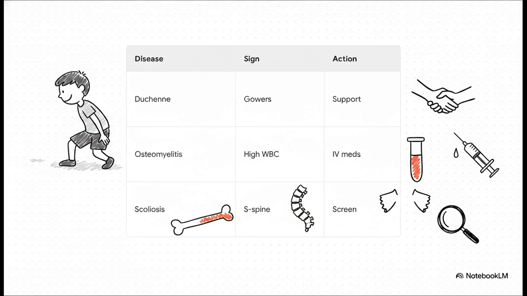Next is osteomyelitis. This is a really severe bone infection. Key signs are localized pain and elevated inflammatory markers like WBC and ESR. The nursing action you absolutely must know: it requires a strict, long-term regimen of intravenous antimicrobials, usually lasting for 4 to 6 weeks. Finally, scoliosis. The key sign is an S-shaped curve of the spine along with asymmetrical shoulders. The major nursing intervention here is ensuring routine screening happens before middle school so we can catch it early.